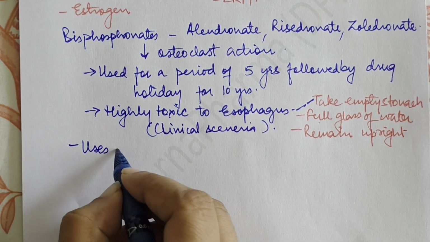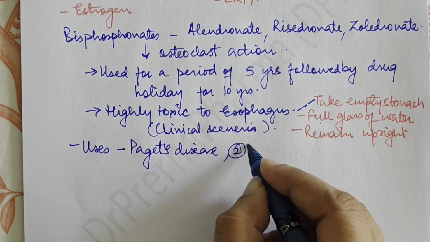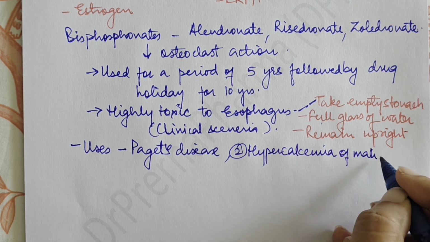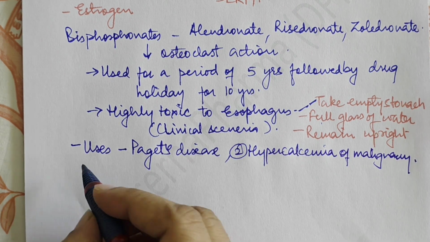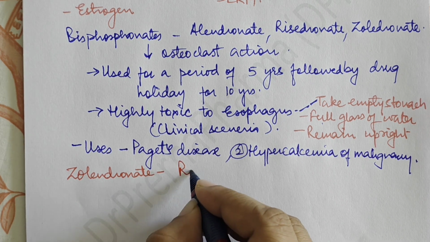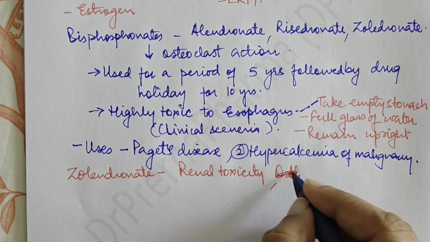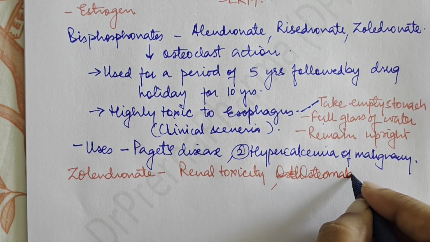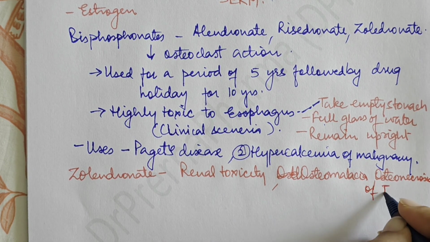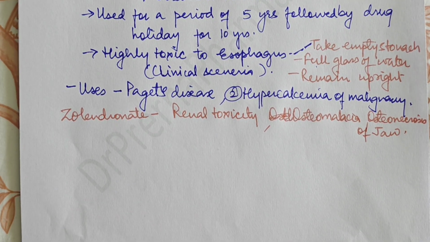Now, what are their uses? It is used in Paget's disease, and it is also used in hypercalcemia of malignancy. Okay, then zoledronate. Zoledronate is known to cause renal toxicity, it causes osteomalacia, and it also causes osteonecrosis of the jaw. So these are the problems caused by these drugs, zoledronate specifically.